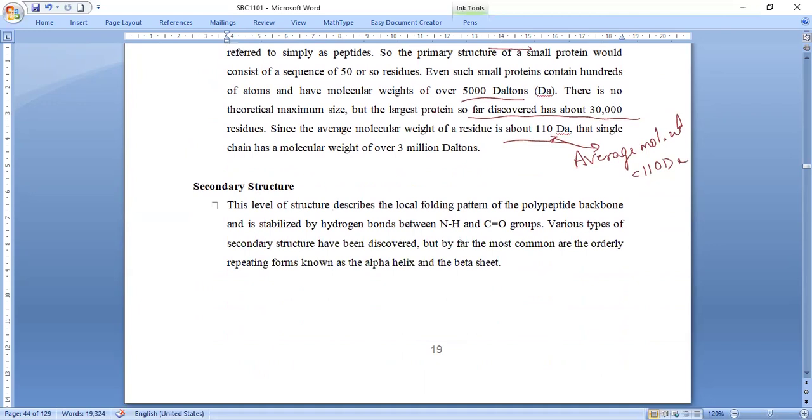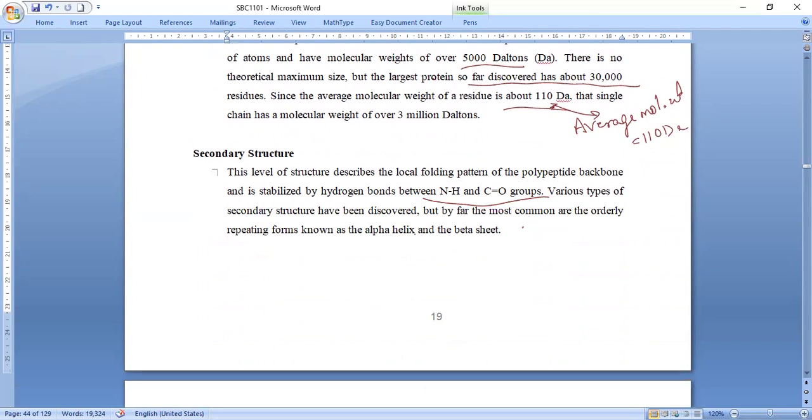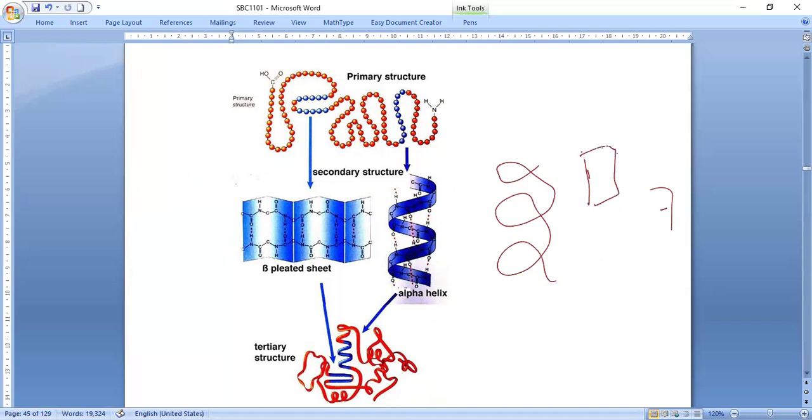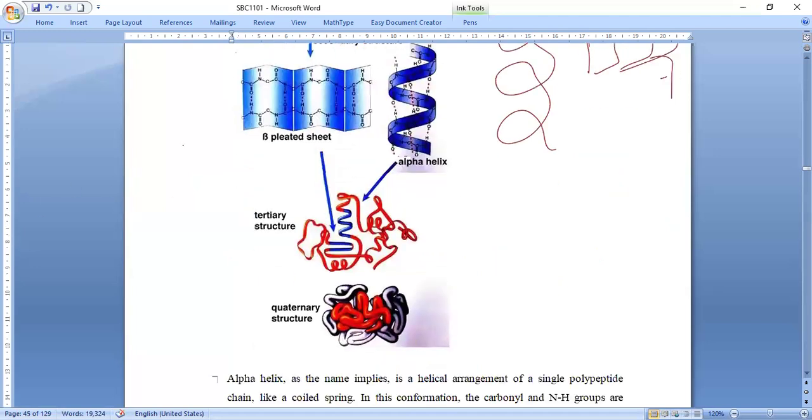Okay, and next coming to the secondary structure, this is mainly formed by the folding of the polypeptide backbone, and it is stabilized by hydrogen bonds between the N-H and C double bond O. Various secondary structures are present, forming helical structures and beta sheets. The helix is present in the helical conformation, and pleated sheets form sheet-like structures. These are the helical structures and sheets.